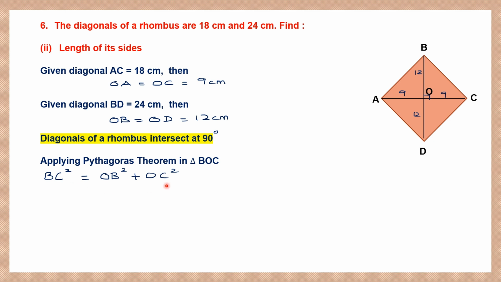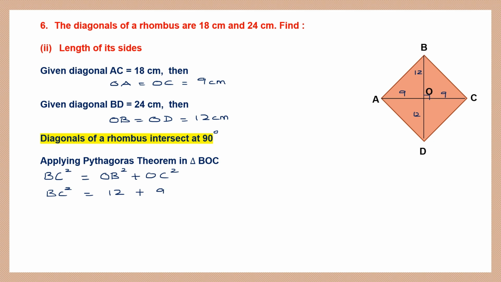Now we just have to substitute and do it. BC square we don't know. We are going to find out. So BC square is equal to OB square. Now how much is OB? OB is 12. Here we have written it clearly, OB is 12 centimeters. So OB is 12 plus OC square. OC is this part and that is 9. Here also we have written OC is equal to 9 centimeters.